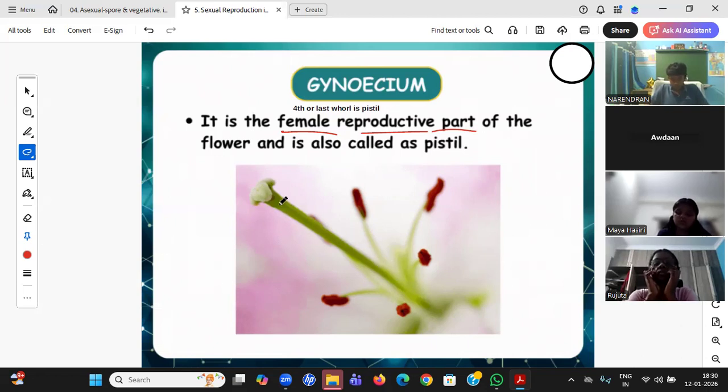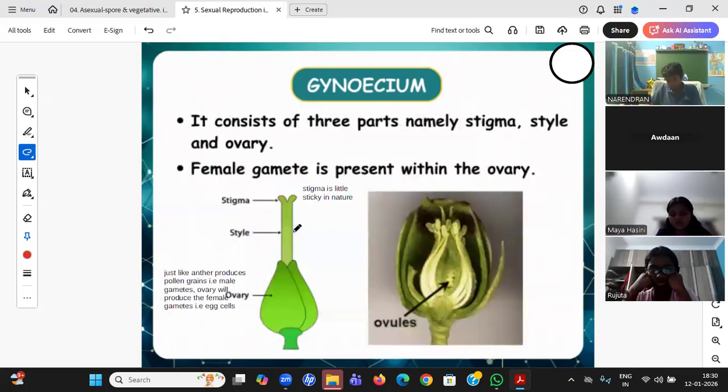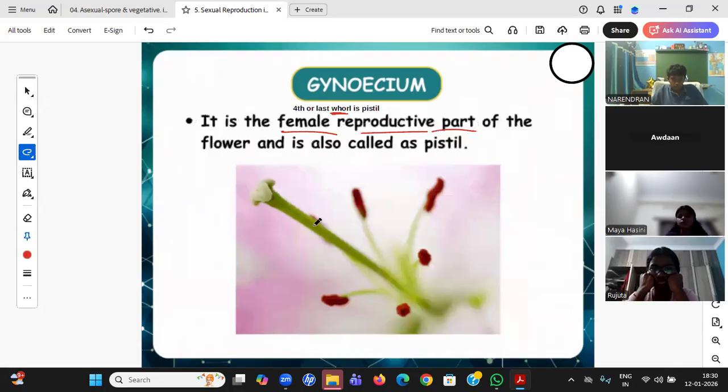Now, why, sir? There is only one. Why is he saying last whorl? Whorl is nothing but an arrangement of pistils. I can only see one pistil. It is not like that, student. When you cut it open, you see one skin, two skin, three skin, four skin. Even though in this picture you see only a single thing, when you open it skin by skin, there are many, and they are arranged circularly. That's the reason he's saying last whorl.